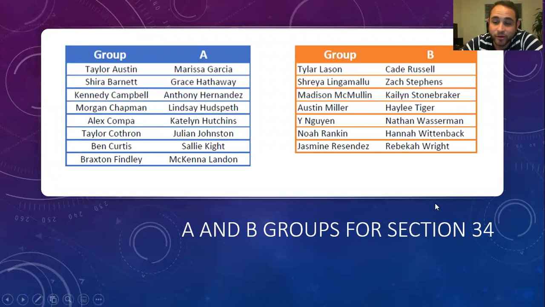So for section 34, these are the assigned groups. In group A, we have Taylor, Marissa, Shia, Grace, Kennedy, Anthony, all those people here. The name of the person beside you is going to be your lab partner for the rest of the semester. So for example, Taylor here is paired with Marissa. Shia is paired with Grace, Kennedy with Anthony, and so on and so forth. So you guys are group A.